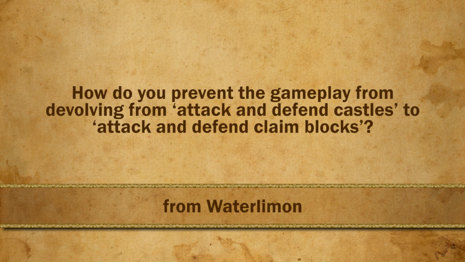Question number 6. How do you prevent the gameplay from devolving from attack and defend castles to attack and defend claim blocks? So actually the point of a castle is to defend something. Back in the old days, when people were sieging castles, they didn't tear down the entire castle. They broke the doors, or they just caused enough damage so that they could get into the castle, and then they would kill the lord, thereby taking the castle. So in this case, instead of having a lord, since you can just respawn anyway, people can kill your claim block, and then your castle is lost.